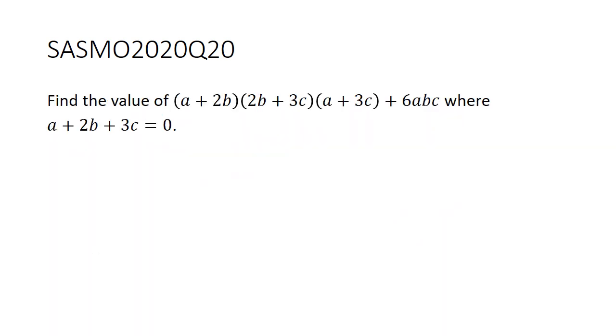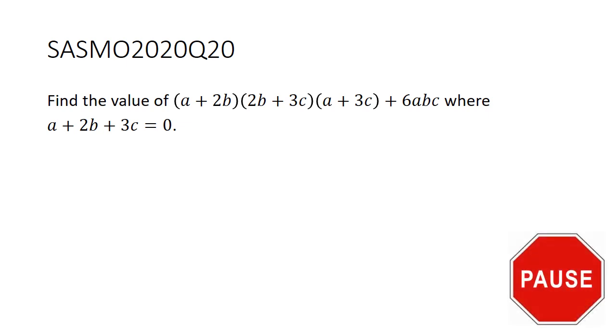Question number 20. Find the value of (a + 2b)(2b + 3c)(a + 3c) + 6abc. And you're also given that a + 2b + 3c equals 0. Pause the video here and give this question a good try.